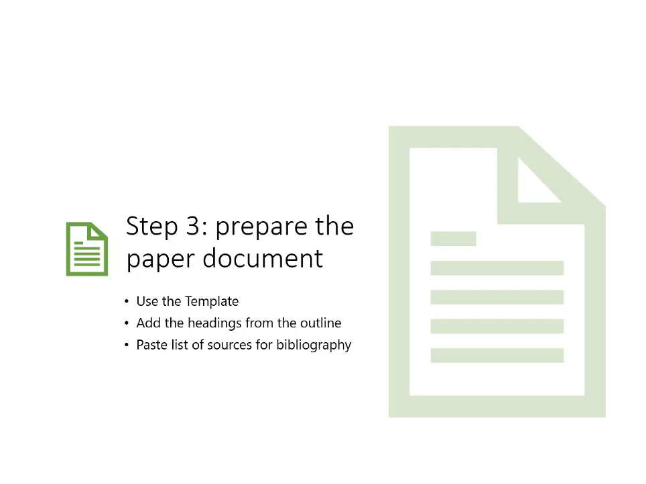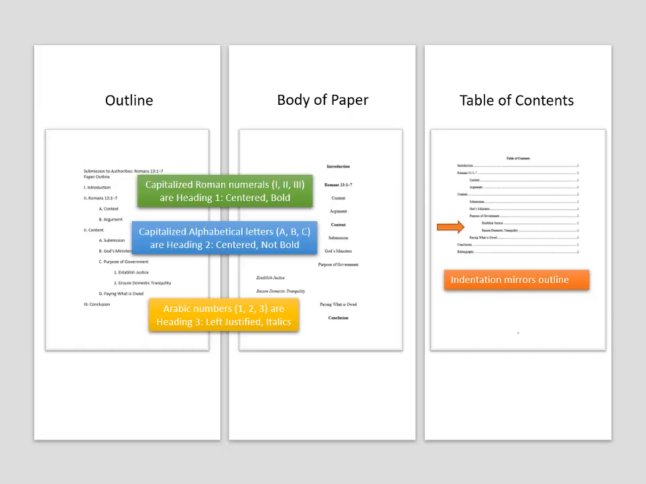Step 3. Prepare the paper document. Open a copy of the Turabian paper template. The title should be Document 1. Transfer the outline headings without the numbering into the paper's headings and attach the correct level of heading in styles. Capitalized Roman numerals 1, 2, and 3 are heading 1. Capitalized alphabetical letters A, B, C are heading 2. And Arabic numbers 1, 2, and 3 are heading 3.